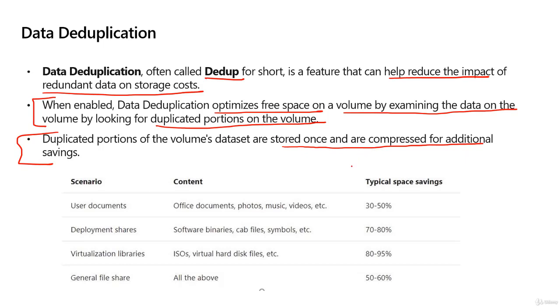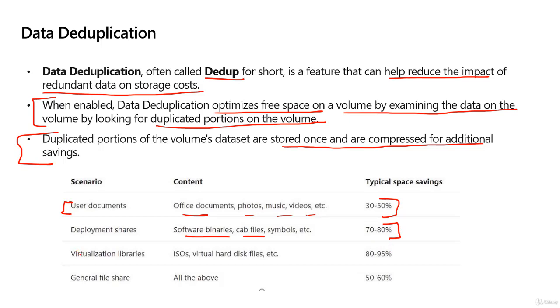Now, some use case scenarios for this: if you have user documents like Microsoft Office Word, Excel, PowerPoint, photos, music, videos, that type of content, somewhere between 30 to 50% is what Microsoft says is the average space savings. If you have deployment shares where you have executable files that users can install, all your software binary files, cab files, it's really applications that you deploy, up to 80% space savings.